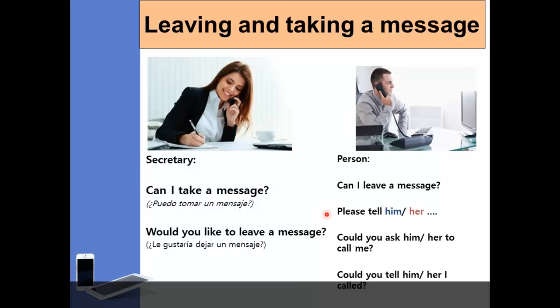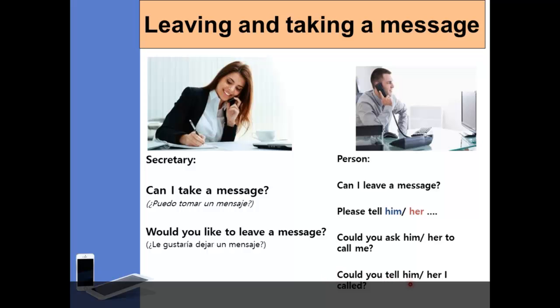Please tell him, her. For example, please tell him or her that Claire called. For example, please tell Mr. Lopez that Claire called. Could you ask him to call me? Could you ask her to call me? For example, I can say, could you ask Mr. Lopez to call me.